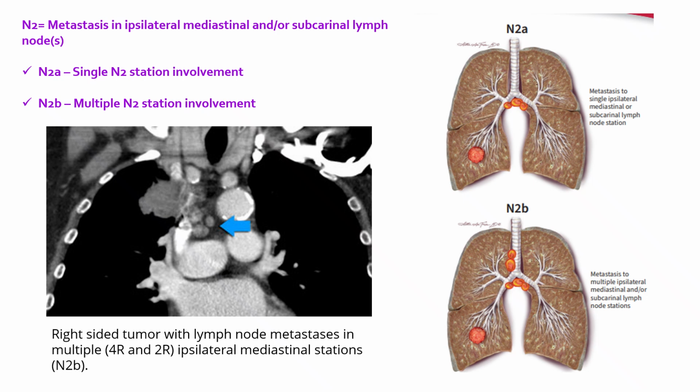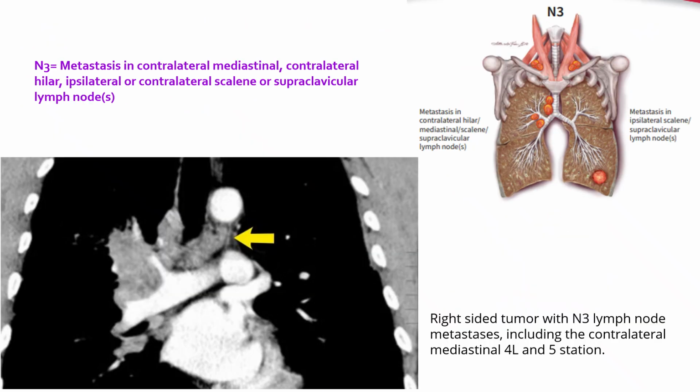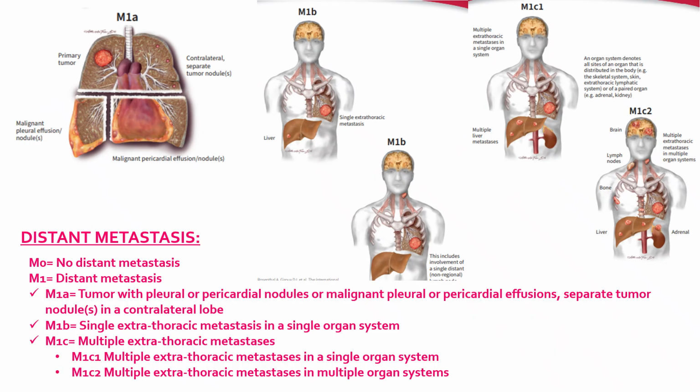This is different from the previous 8th edition of TNM staging, where N2 was not subdivided. But in this 9th edition, N2 is subdivided into N2A and N2B. N3 is metastasis in contralateral mediastinal, contralateral hilar, ipsilateral or contralateral scalene or supraclavicular lymph nodes.